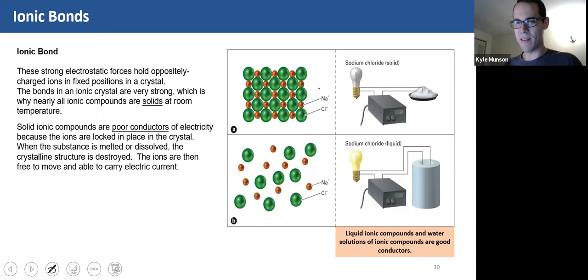So an ionic bond, okay, their strong electrostatic forces hold oppositely charged ions in fixed positions in a crystal. And the bonds in ionic crystals are very strong, which is why nearly all ionic compounds are solids at room temperature. And these ionic compounds are poor conductors of electricity because the ions are locked in place within the crystal. But when the substance is melted or dissolved in water, the crystalline structure is also destroyed and the ions are free to move and carry with it electric current.